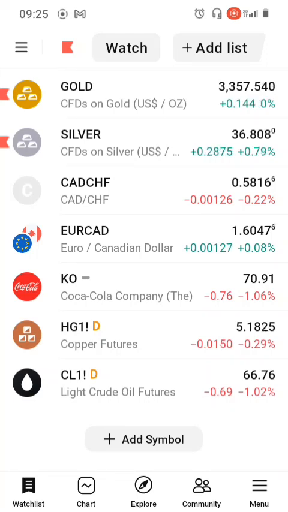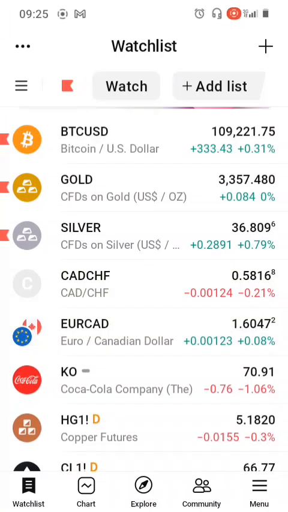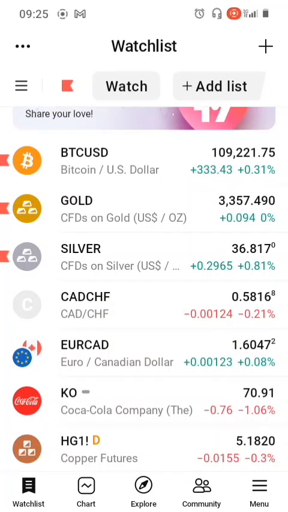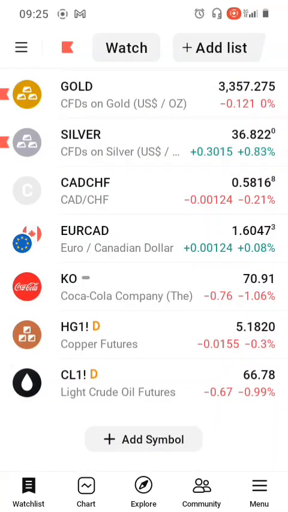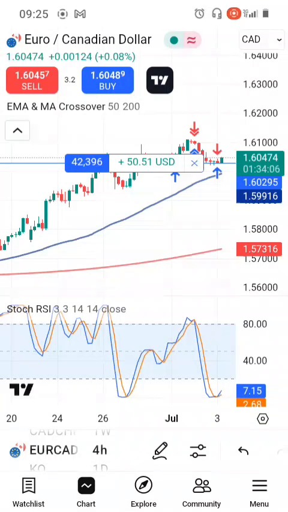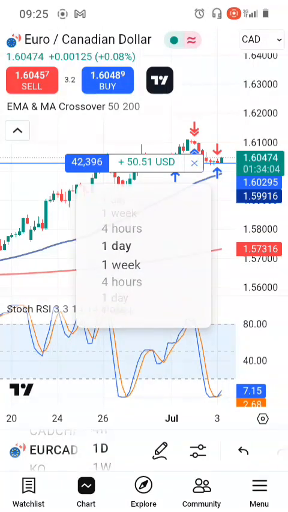With these pairs that I'm currently watching, I am waiting for an entry. They are Coca-Cola, copper, and oil. Gold and silver, and Bitcoin, I'm watching them from a macro standpoint as well. But especially with oil, I have seen a weekly entry, and I'm going to show you my weekly entry.